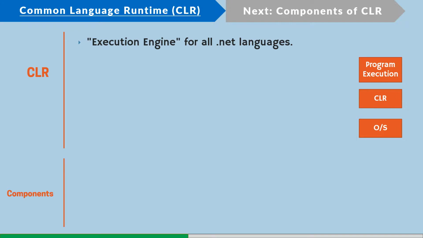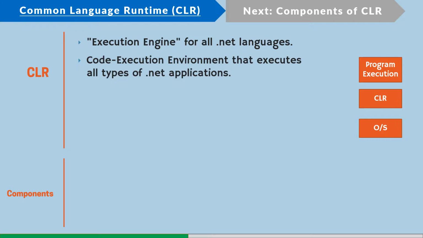That means .NET program will not execute based on operating system directly. So based on the operating system, CLR will be installed, which is a predefined software developed by Microsoft. And based on the CLR, our actual .NET program will execute. CLR is common for all types of .NET applications, includes desktop, web applications. It is the code execution environment which is common for all .NET languages, includes C#, VB.NET, VC++.NET, etc.